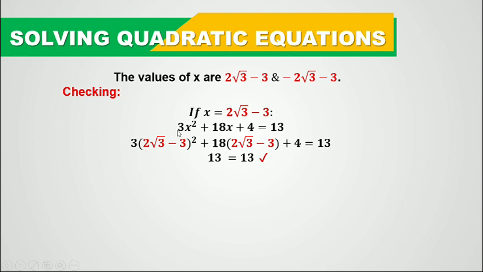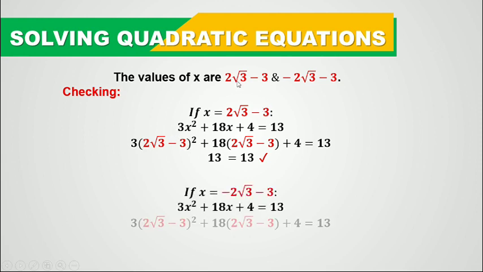So it is still correct. If you substitute 2 square root of 3 minus 3 and negative 2 square root of 3 minus 3 to x, the roots will still satisfy the equation. So you will see 13 equals 13, 13 equals 13. Therefore, after checking, we have found out that both of the roots satisfy the given quadratic equation. So we can now conclude that both of these roots are the solutions of the given quadratic equation.